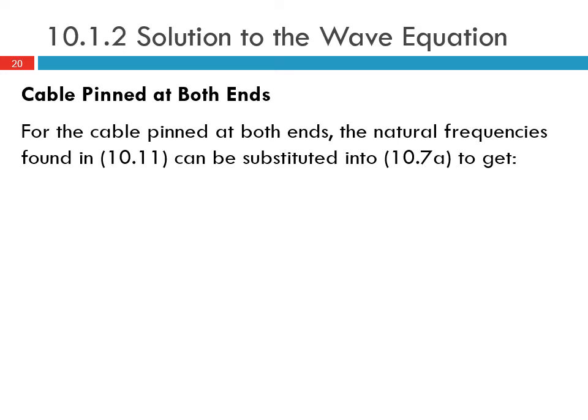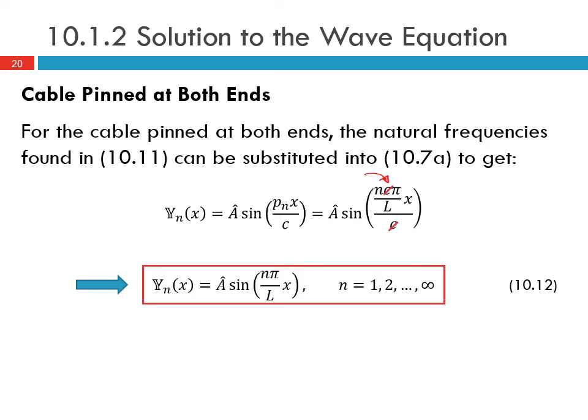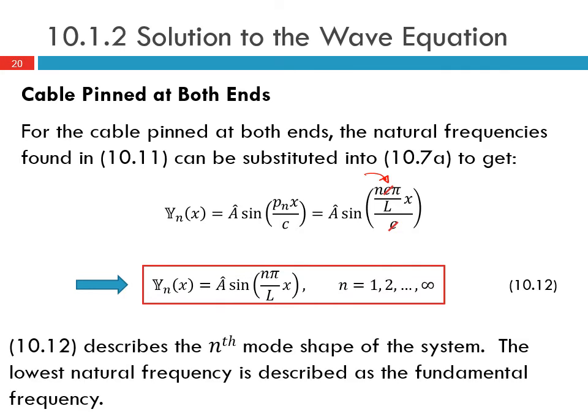So for the cable pinned at both ends, the natural frequencies can be substituted into our equation 10.7a to get that yn of x is equal to a hat sine pn x over c, or a hat sine nc pi over L x divided by c, if we're plugging in our values for Pn into here. These c's can cancel out, and we see that yn of x is a hat sine n pi over L x, where n goes from 1 to infinity. So this describes the nth mode shape of the system.